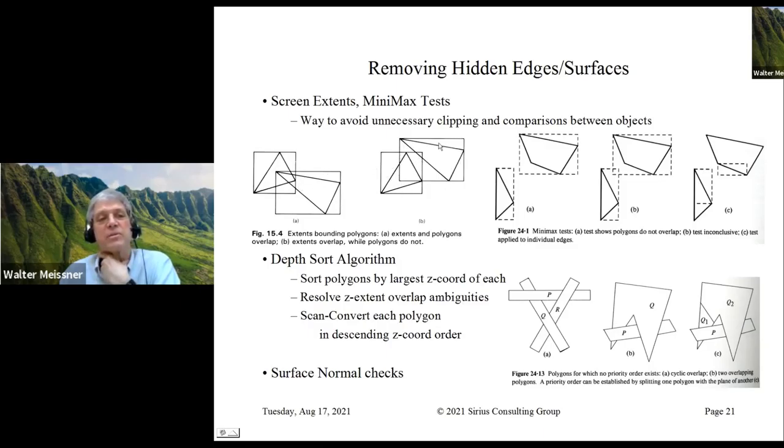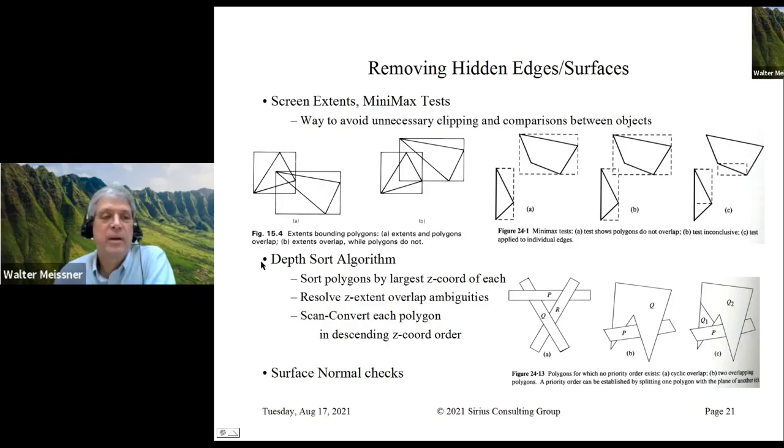You know, the drawing to the right of that, the extents are overlapping, but the triangles are not. So how do you decide whether it is overlapping or not? Well, what they do is, if you move all the way to the right here, they'll take one of the edges, put an extent box around that, take the other edge, put an extent box around that. The extent boxes are not overlapping, so therefore the triangles are not overlapping.